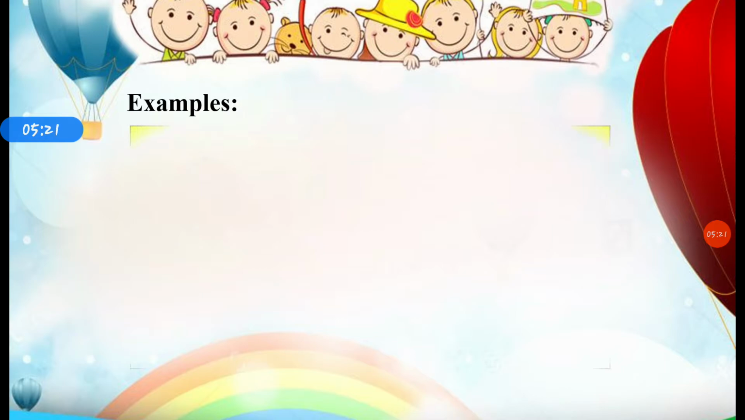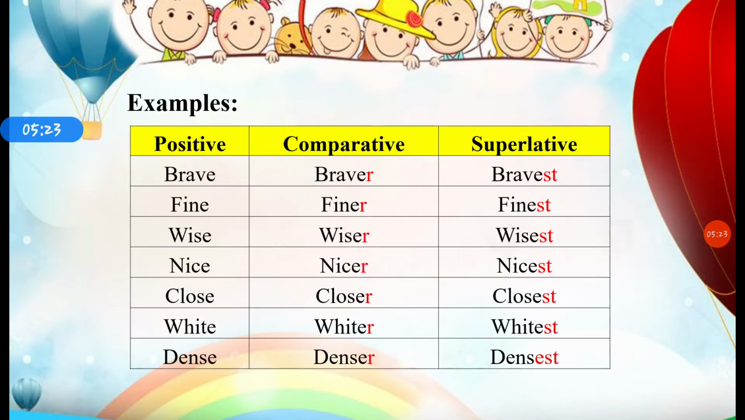Here are some more examples: brave, braver, bravest; fine, wise, nice, close, white, dense. All these positives end in the alphabet E. So we add R to the comparative degree and ST to the superlative degree.